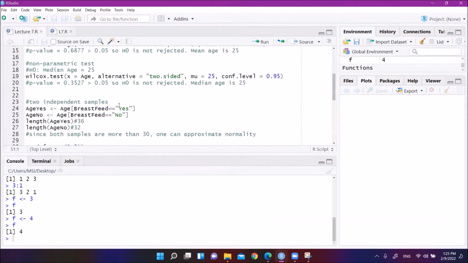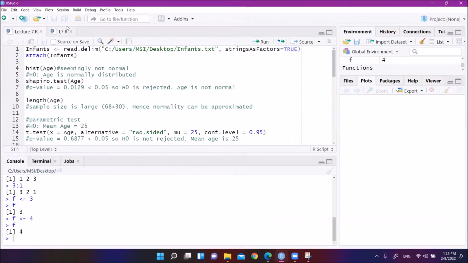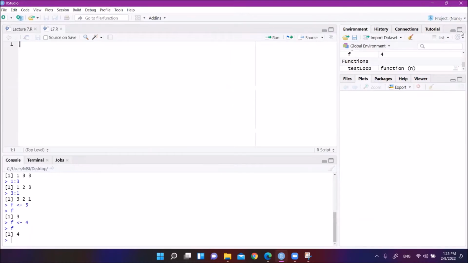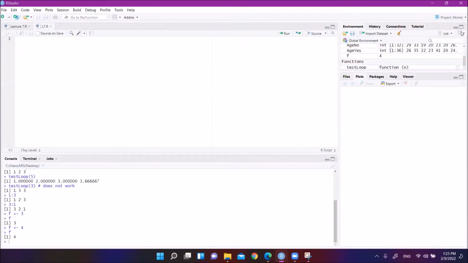I have my code typed here, but when teaching, I think it's better going in a clear script so that you all can understand the steps. So today we are going to do hypothesis testing. First of all, I'm going to take a new script and import the data set.